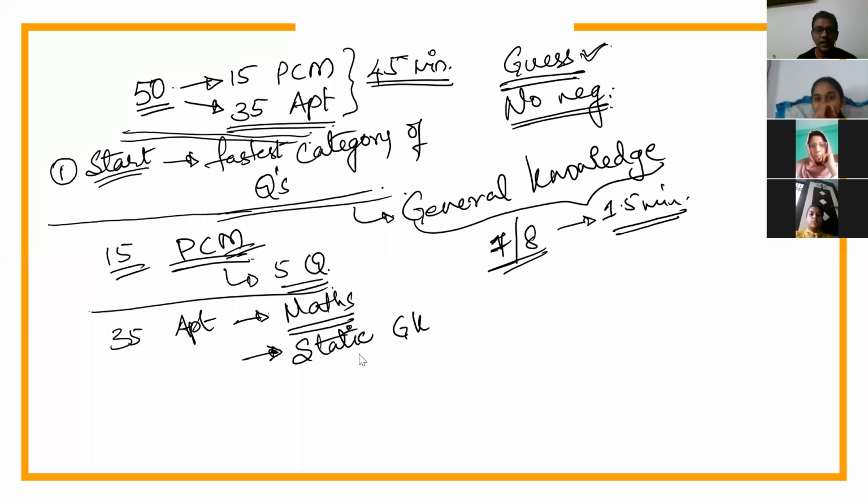So static GK is something that has never changed, right? History, our history. So the history part is something that will be asked, and that's basically static GK. So you have maths, you have static GK. What else could there be?